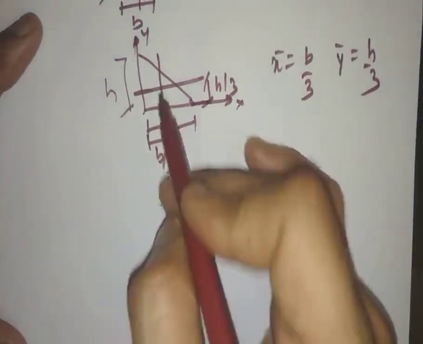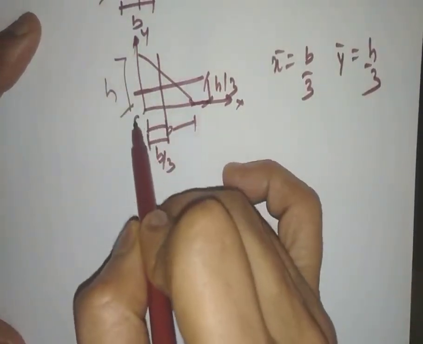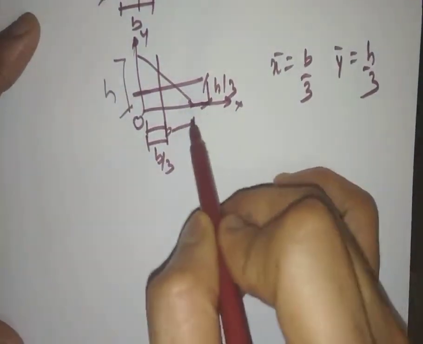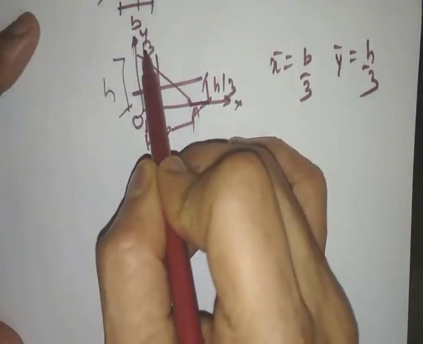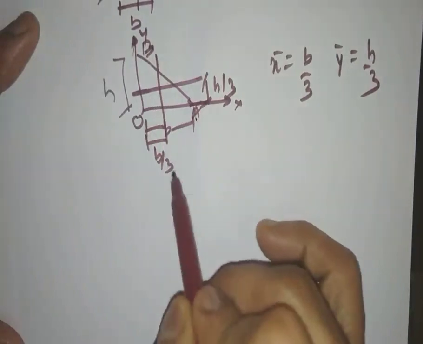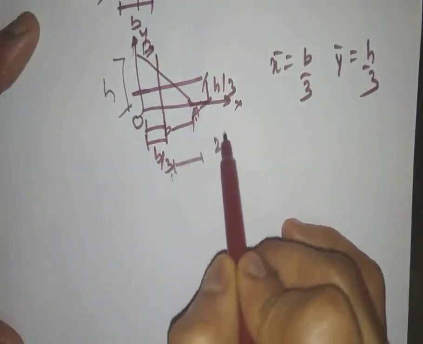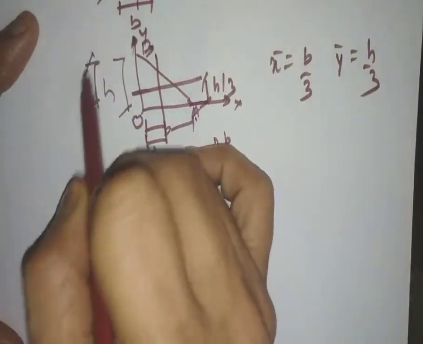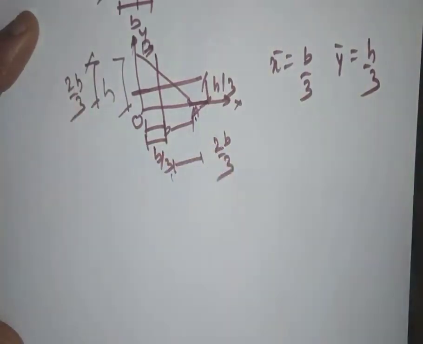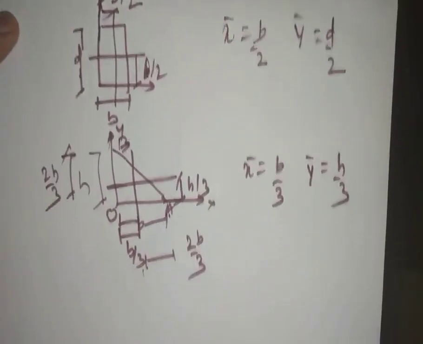If the centroid distance needs to be considered from the hypotenuse, like if this is an origin O and the two hypotenuse points are named A and B, then with reference to the hypotenuse points A and B, the centroid distance in that particular situation would be calculated as 2b by 3 and 2h by 3 respectively along the x and y direction. So these were the centroid distances that we have studied in the previous session.